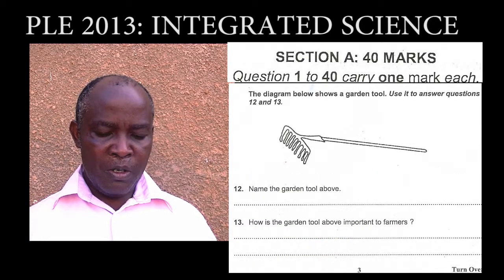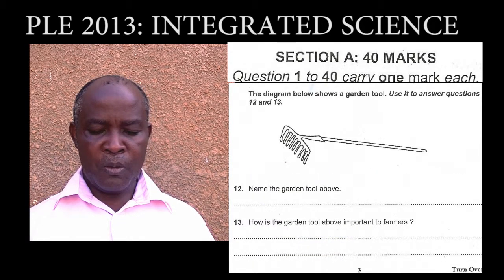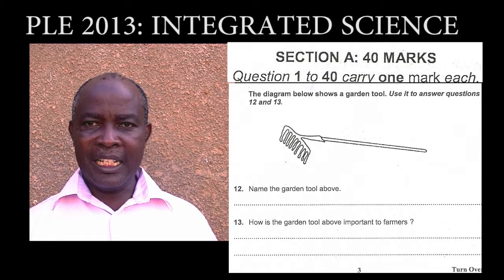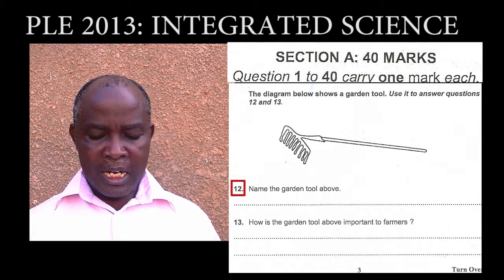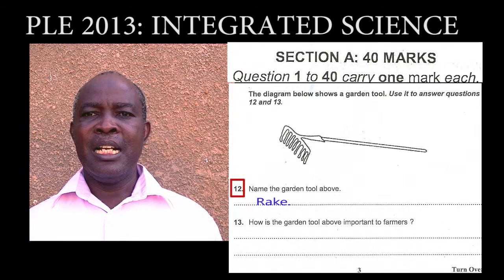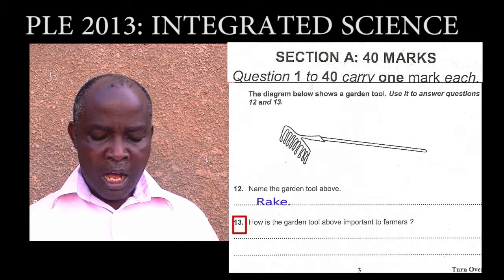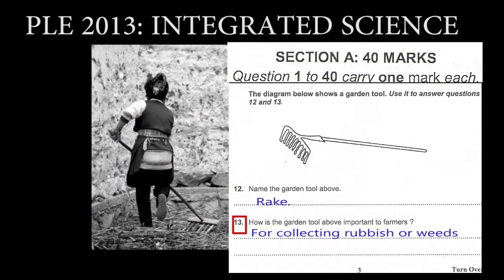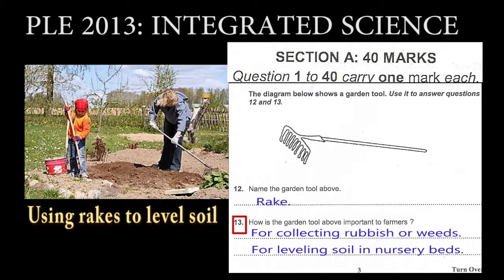The diagram below shows a gardening tool, used to answer questions 12 and 13. Name the gardening tool above. That is a rake. How is the gardening tool above important to the farmer? For collecting rubbish, for collecting weed, for leveling soil in the nursery bed.